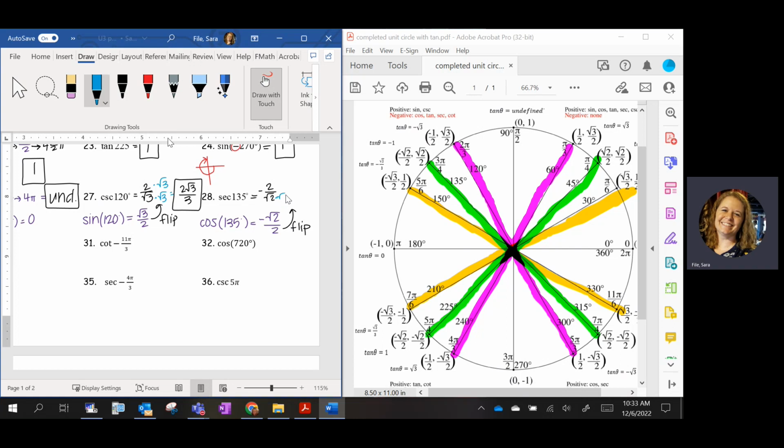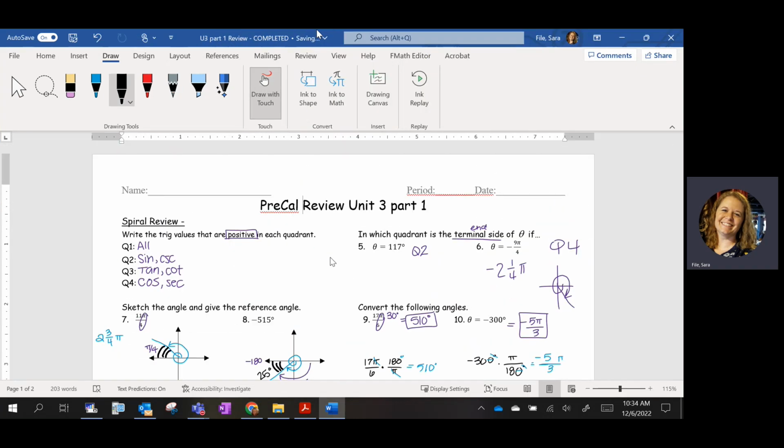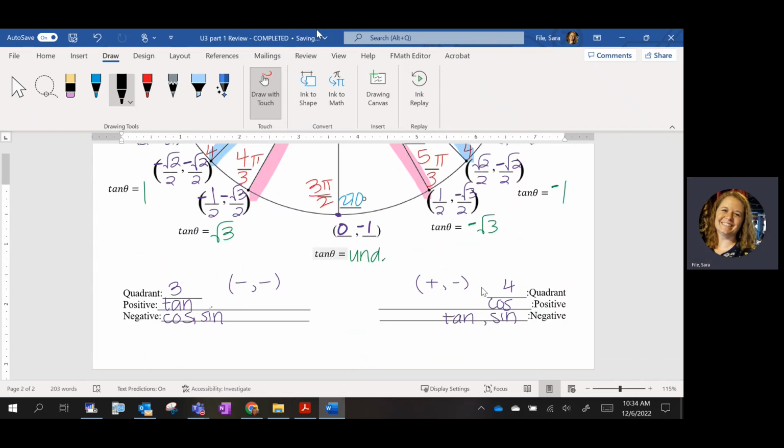You rationalized and simplified and got it to just be negative root 2. And that was the answer there. So what I would suggest is somewhere, it could be on the back with the unit circle. Let me see where there's some space. I'd probably just do it on the back with the unit circle somewhere and make a list of reciprocals.